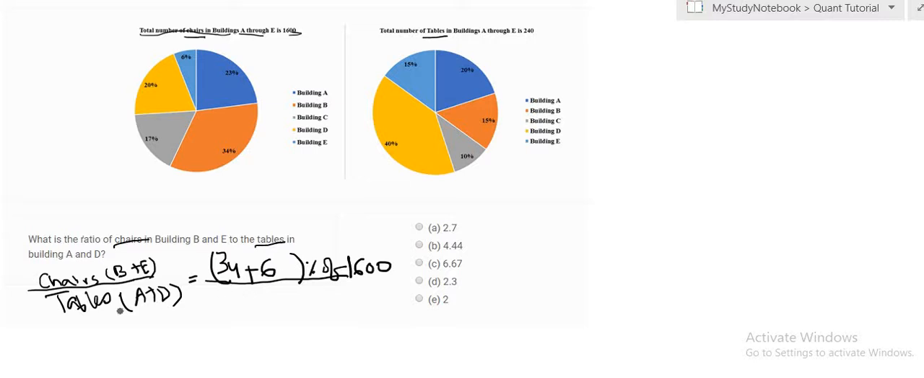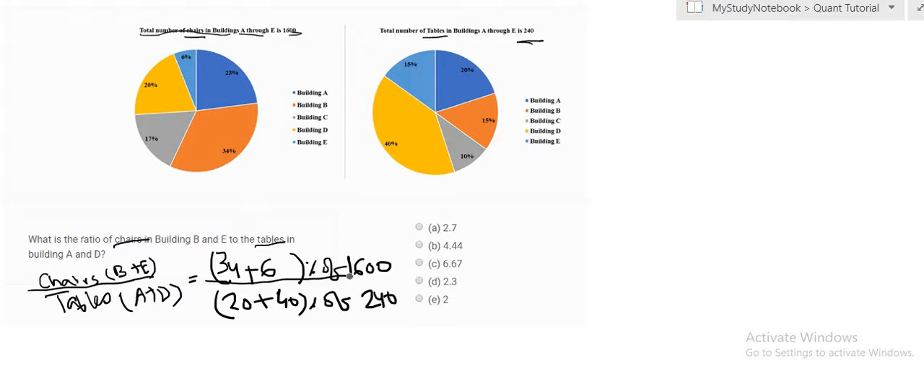Now let us look at the bottom part. It's tables A and D. So for the table, we are looking at the right image, and for building A, it's deep blue, which is 20%, and for D, it's yellow color, which is 40%. And here, remember, the total number is different again, which is given at the top of the image, right image, which is 240. So 240.